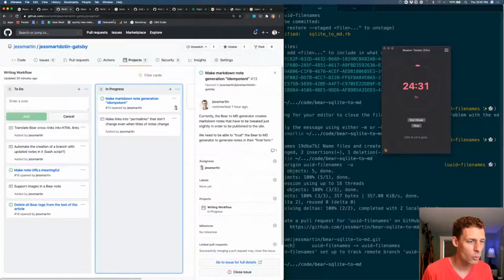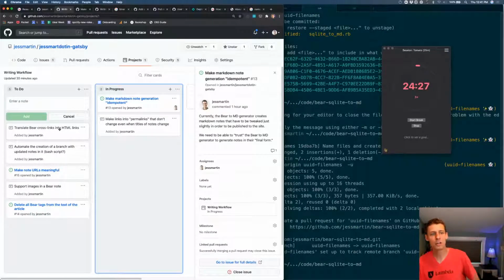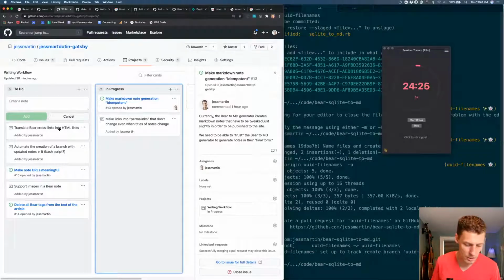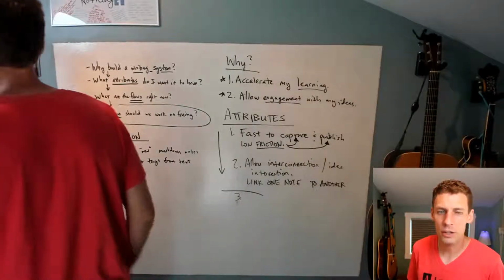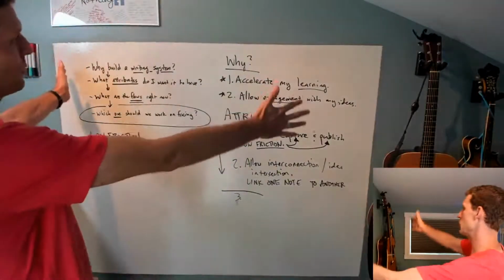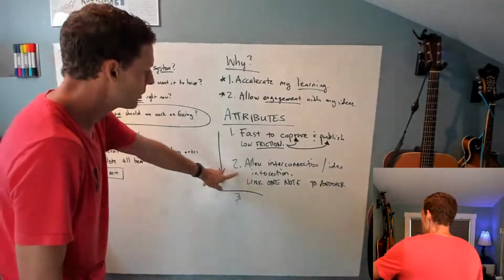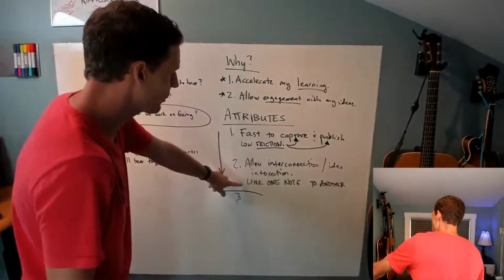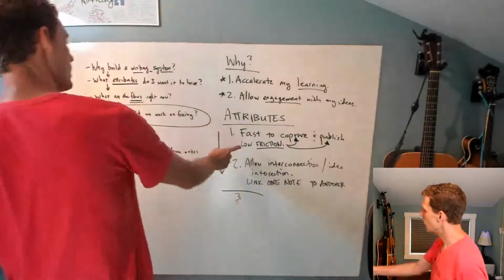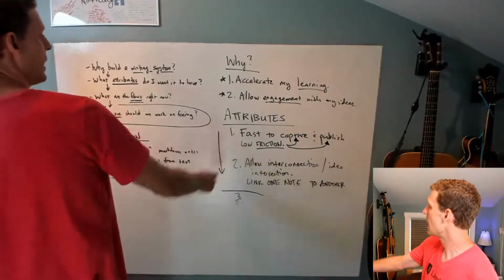And then what I want to work on the rest of the time is see if we can actually get Bear crosslinks into HTML links. So you might remember me talking at the beginning about the attributes that I wanted of the system. I want to make sure that I can make interconnections and see idea intersections and link one note to one another in a very low friction way.